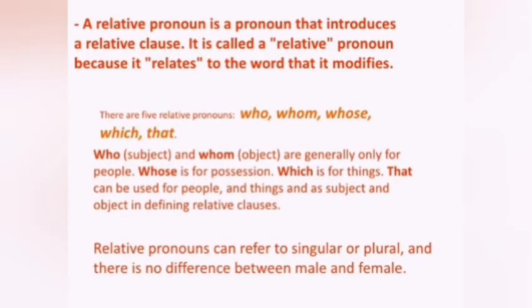Relative pronouns. What it does, it relates. A relative pronoun introduces a relative clause. There are five relative pronouns: who, whom, whose, which, that. Generally we use who and whom for humans, for people. Whose is used for possession, just like whose book is this? That means this book belongs to whom, or this book is the possession or property of whom. Which is used for things, and that can be used for people and things as subject and object in a defining relative clause. It can be used for both things and humans.